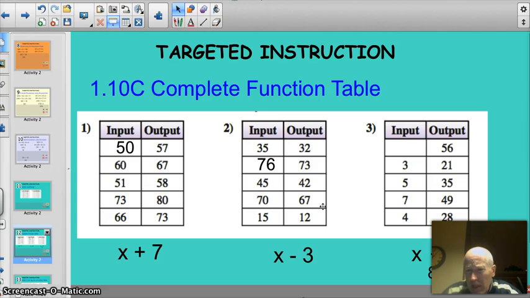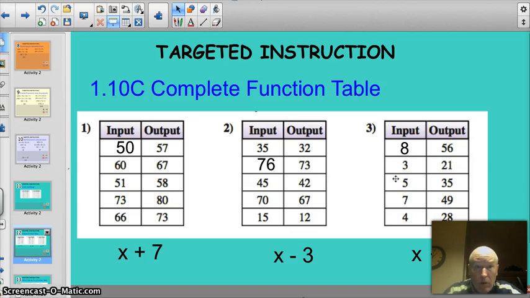Okay, and number 3, I'm going 3 to 21, 5 to 35. It looks like I'm going times 7, so I'm going to put this in. Check a couple other numbers here. 7 times 7 is 49. 4 times 7 is 28. Yeah, so it's definitely times 7, which would mean this would have to be 8. 8 times 7 would be 56.